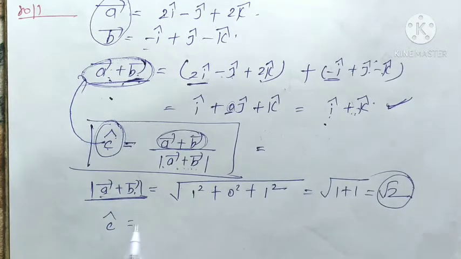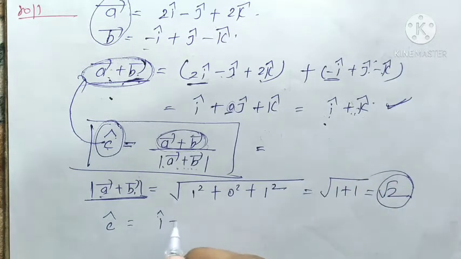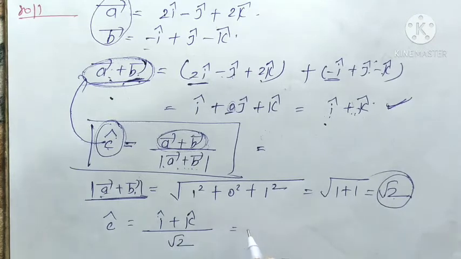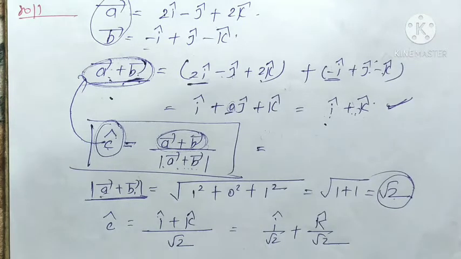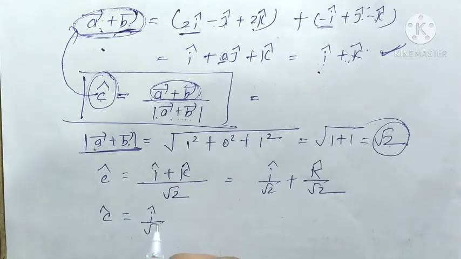So c cap is equal to, we put a plus b, that is i plus k, upon magnitude value under root 2. So finally we can write here i upon under root 2, plus k upon under root 2. Okay, so c cap is equal to i upon under root 2 plus k upon under root 2.